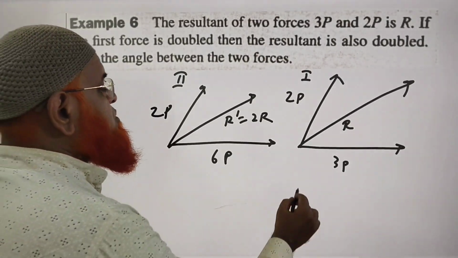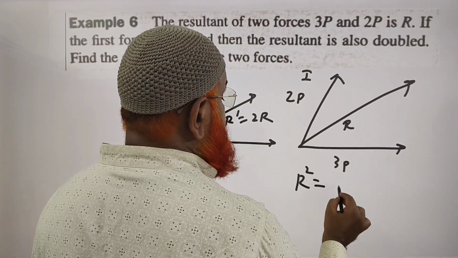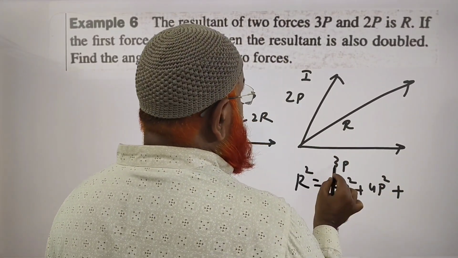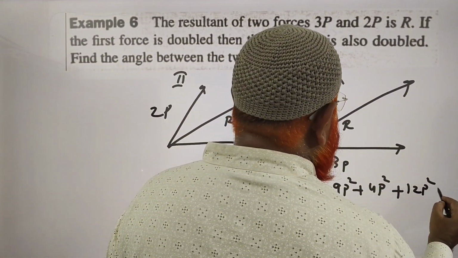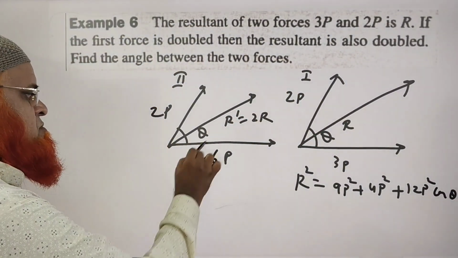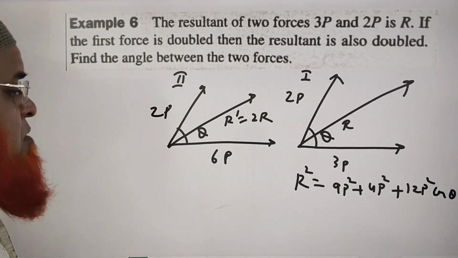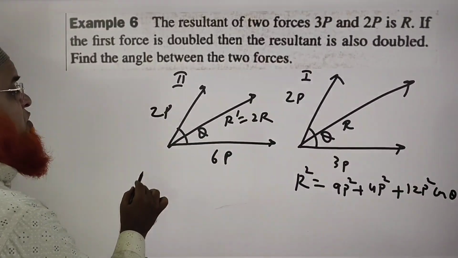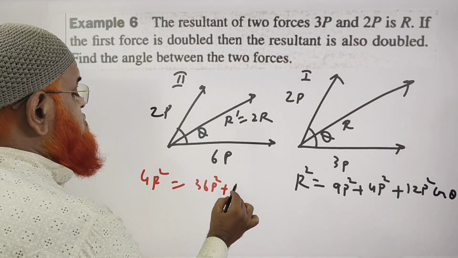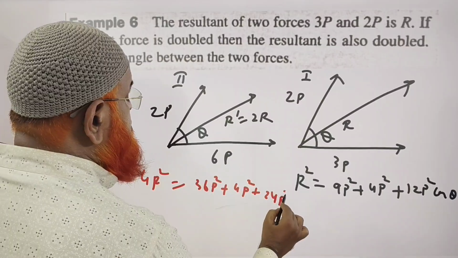So what are we going to do now? R square is equal to A square plus B square plus 2AB cos theta: 3 3s are 9, 2 3s are 6, 6 2s are 12, 12P square cos theta. Here also the same angle, but the forces are doubled. Then from the second case, it is going to be 4R square, the resultant whole square: 6 6s are 36P square plus 2 2s are 4P square plus 2 into 6 into 2, which is 24P square cos theta.